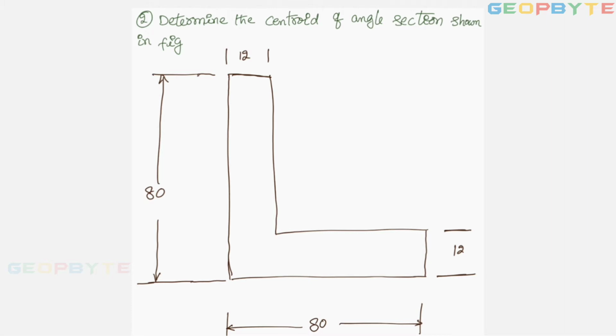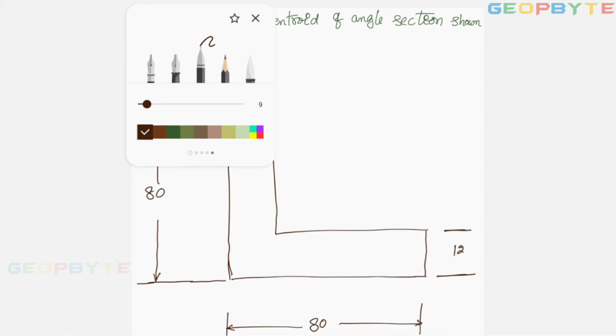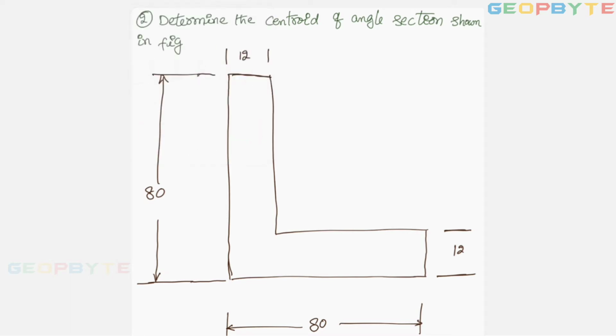Dear students, this section is not symmetrical about any axis. Since this section is not symmetrical about any axis, the x bar and y bar should be separately found. For that, let us cut the system into different sections like this. Then I can say this is the section 1 and this is the section 2.